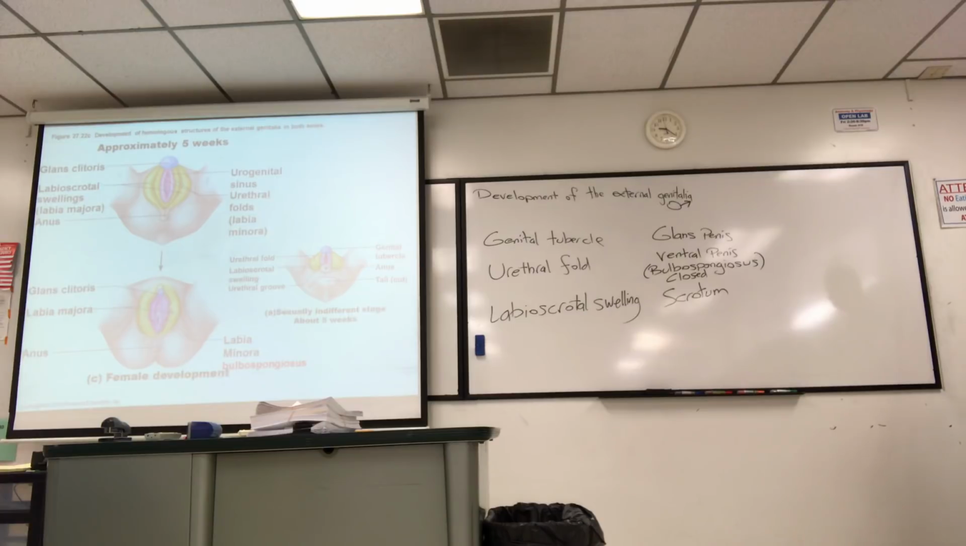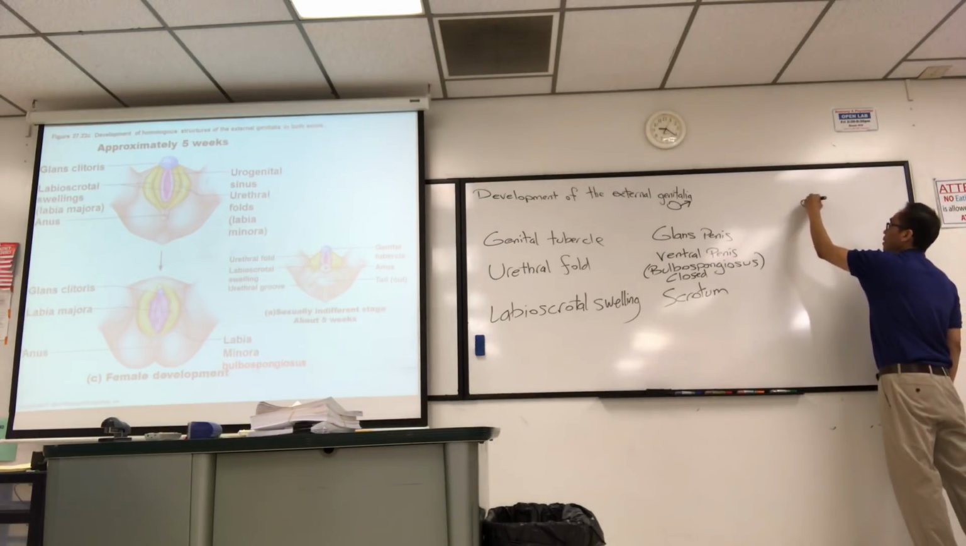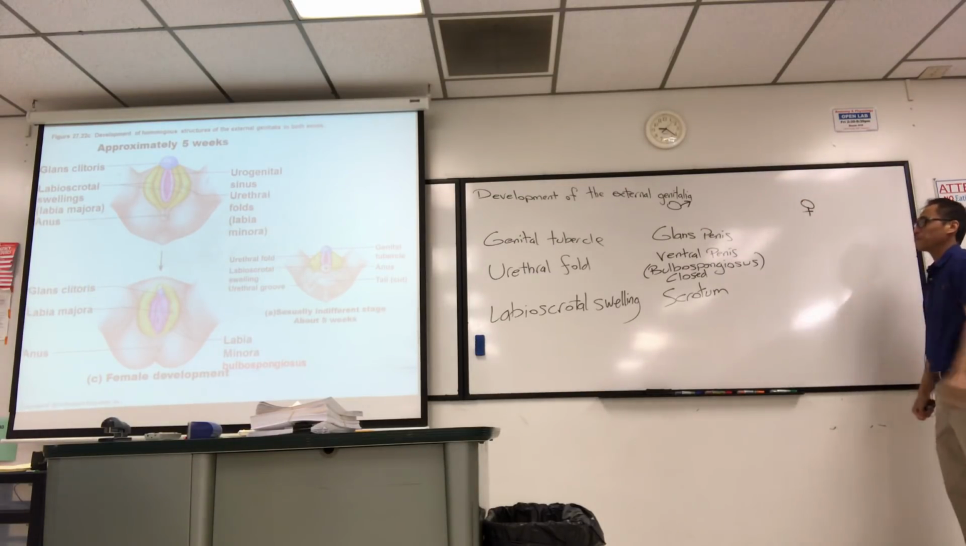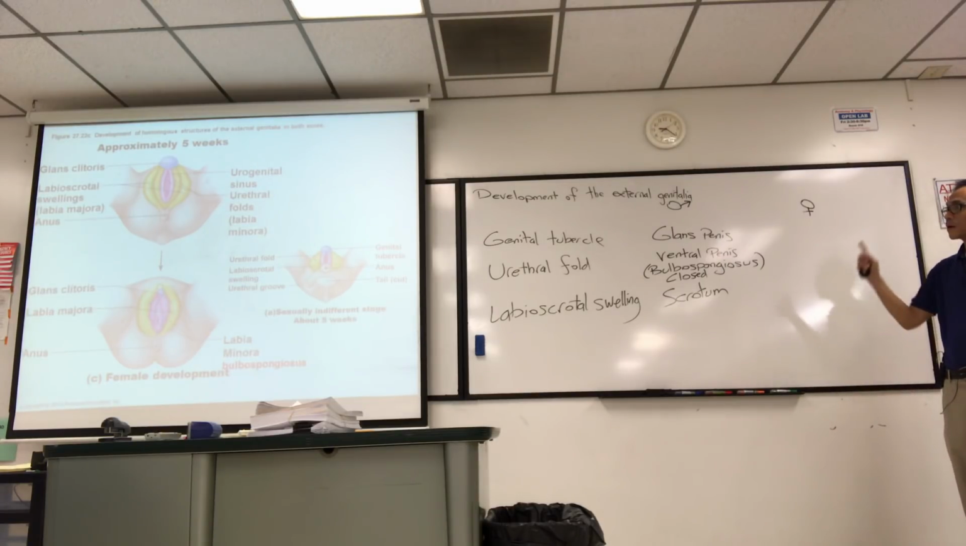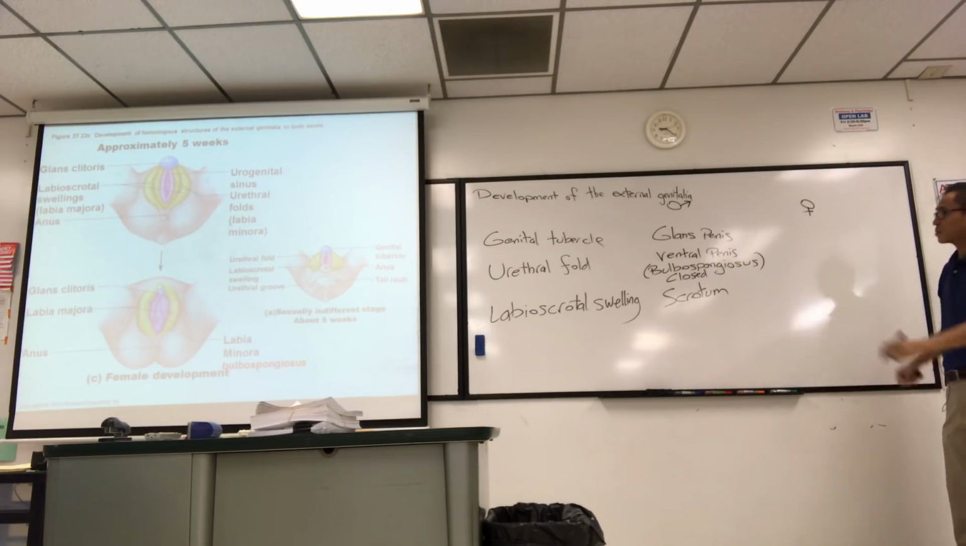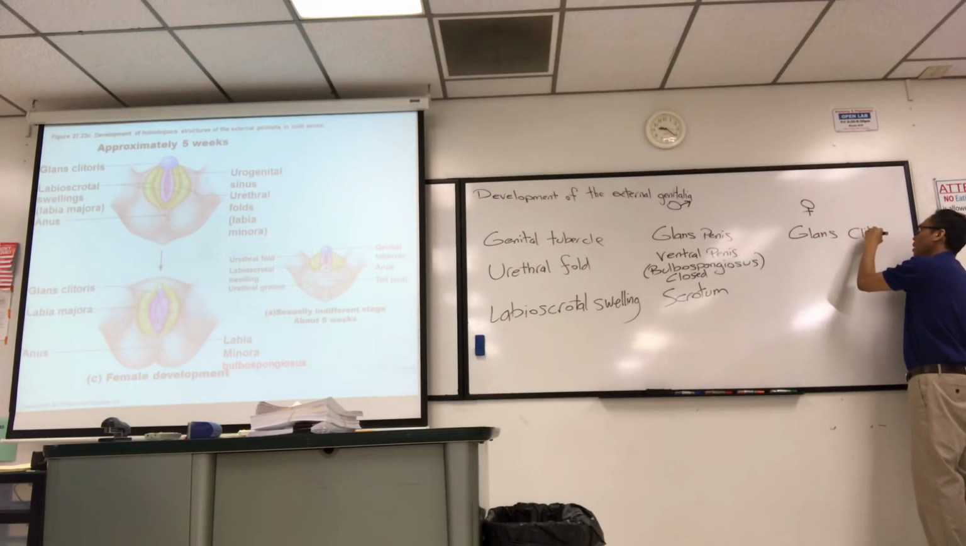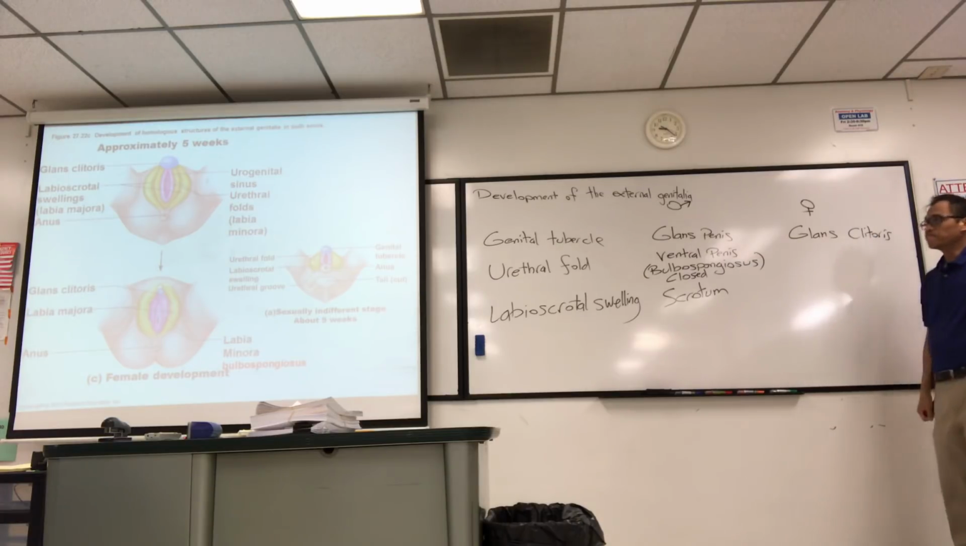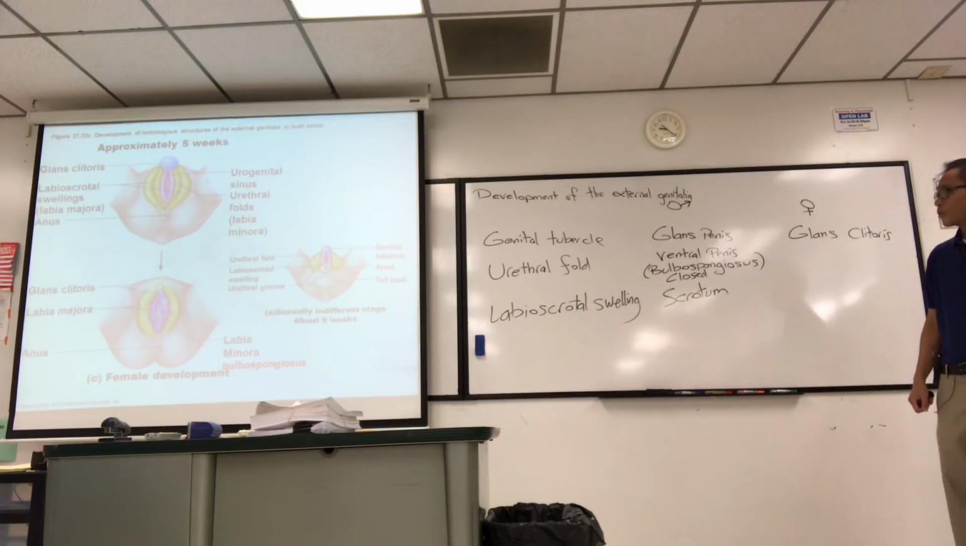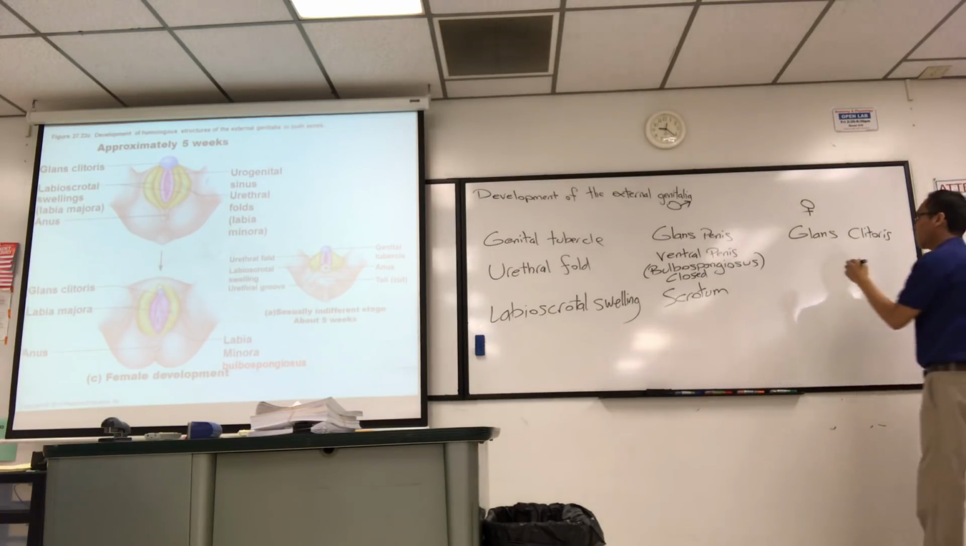The female gender is determined by the genotype XX, not XY, and that's the default. Just focusing on development, the genital tubercle becomes the glans clitoris. The urethral folds remain open, if you look at the picture there, and they form the labia minora.